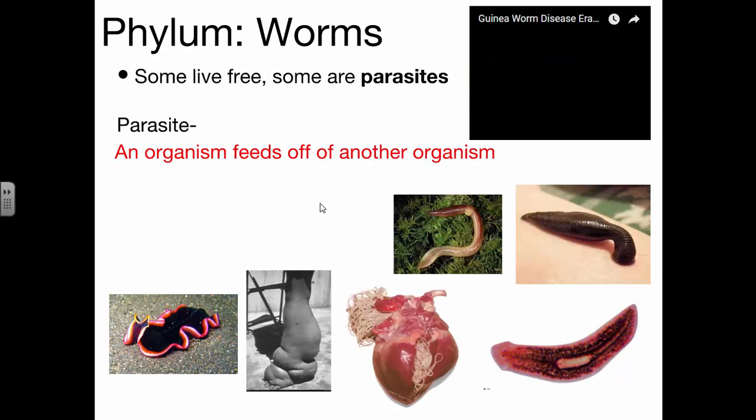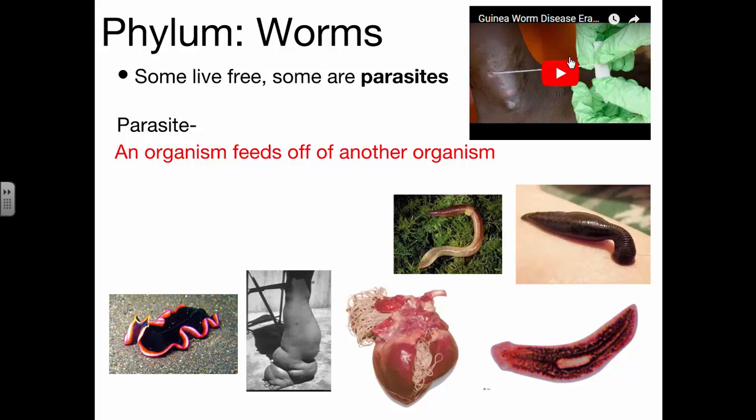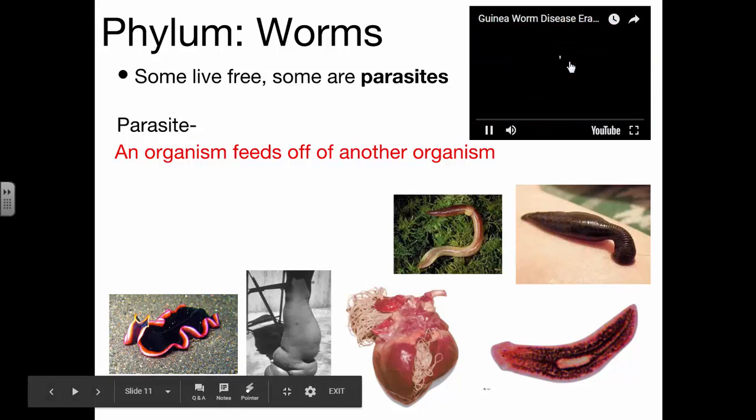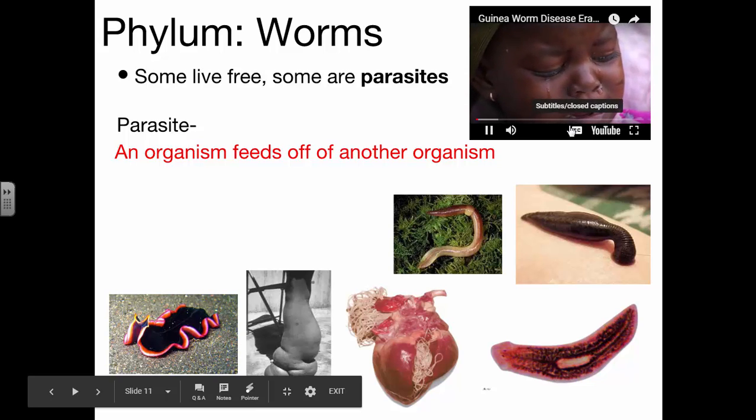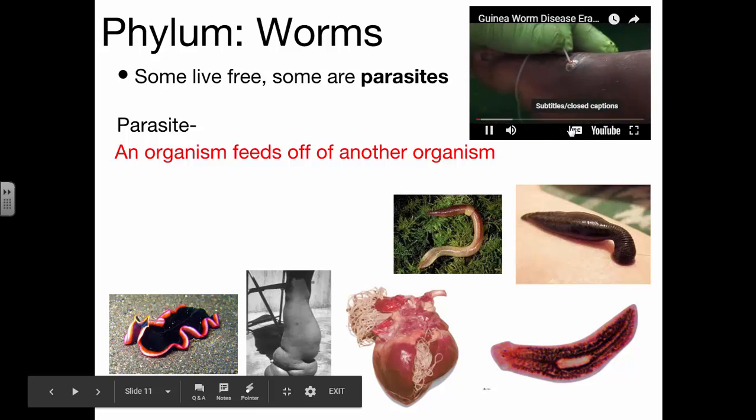And here you have an example. This is a guinea worm. It is another parasitic worm. Sometimes these worms can live in the water. They affect people.